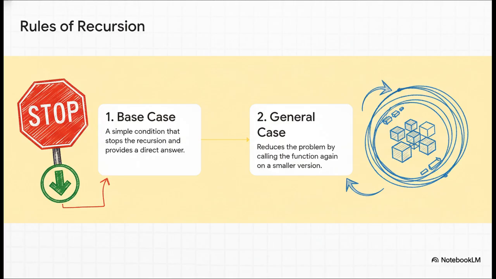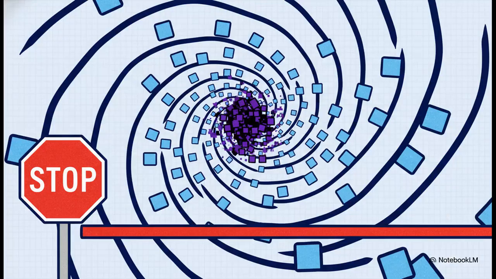But the real hero here, the most important part, is the base case. Think of it as the exit ramp or the stop sign. It's the simplest possible version of the problem, the one we can solve directly without any more recursive calls. It's what stops the whole thing from spiraling out of control. And trust me, you do not want to forget that stop sign.